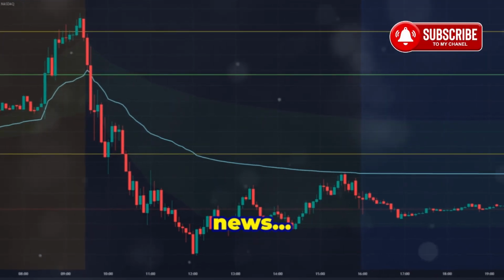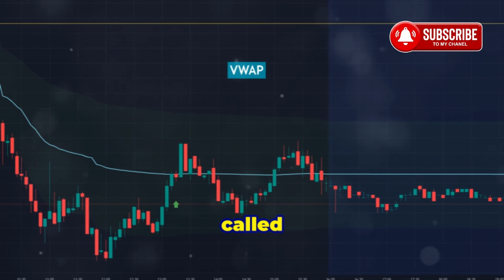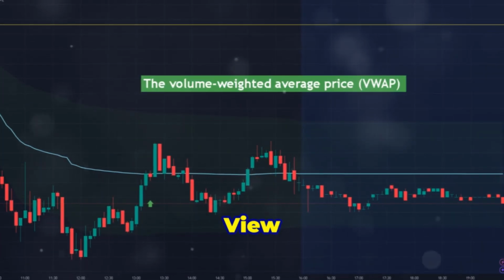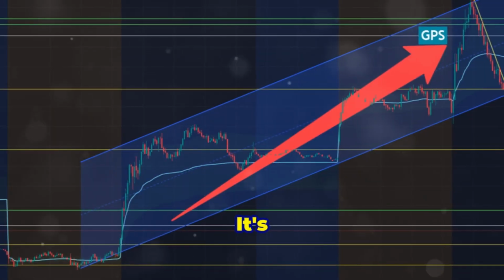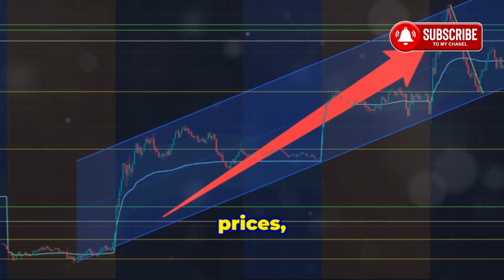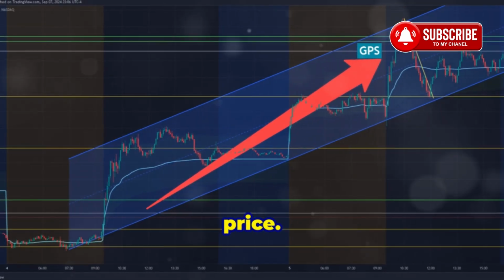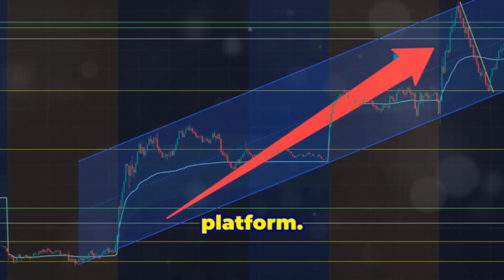I'm sure you've heard the news. There's a powerful tool that top traders swear by. It's called VWAP. So, what is VWAP? VWAP stands for Volume Weighted Average Price. It's like the GPS of stock prices, telling you the average price of a stock based on both volume and price.